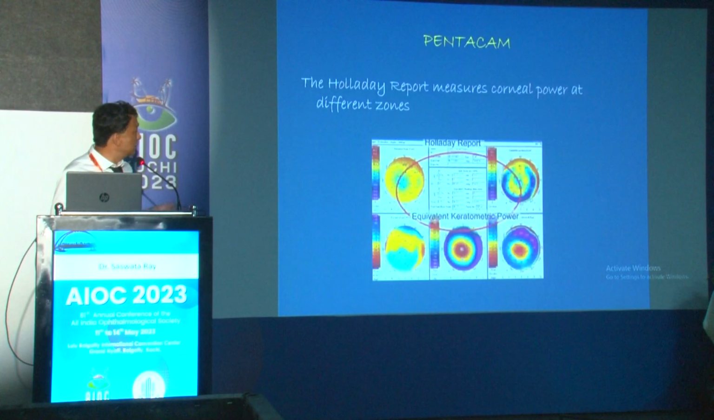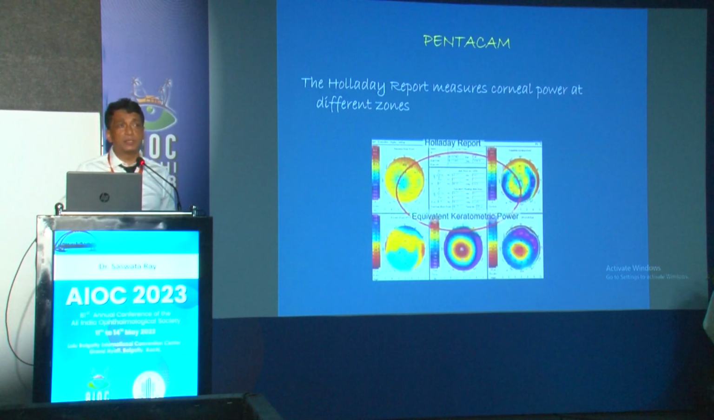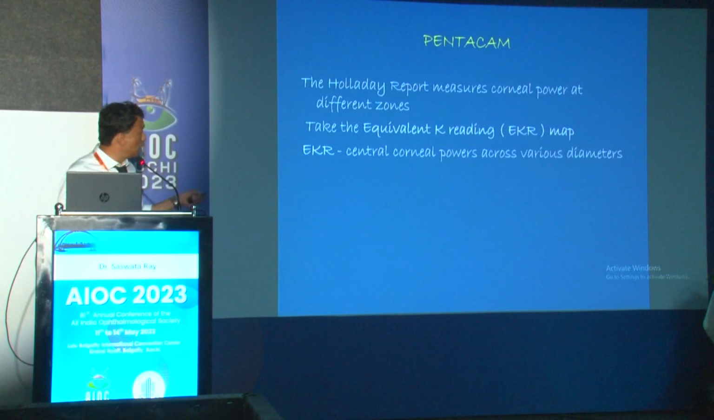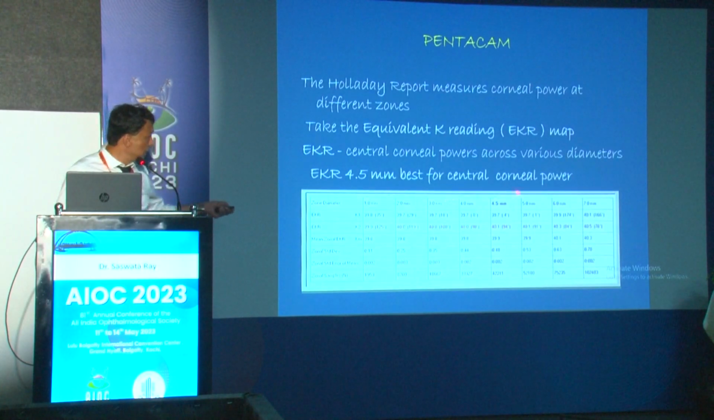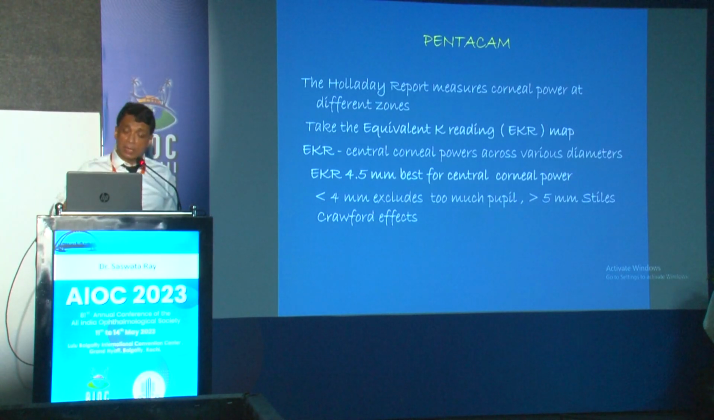So let's look at that. Amongst the many maps, we pick up the Holladay report. Remember, the Pentacam comes inbuilt with a default setting of Holladay, and my advice is not to change it, not to tamper with it. We pick up this map, which is called the EKR, equivalent K reading. It measures the central corneal powers across various diameters from 1 to 7 millimeters of the cornea. You have a choice, but the EKR 4.5 is the best for central corneal power. Reason being that if it's less than 4 millimeters, you exclude too much of the pupil, and if it's more than 5, then the Stiles-Crawford effect with the directional sensitivity may cause an error. So best is to take the EKR 4.5 zone.